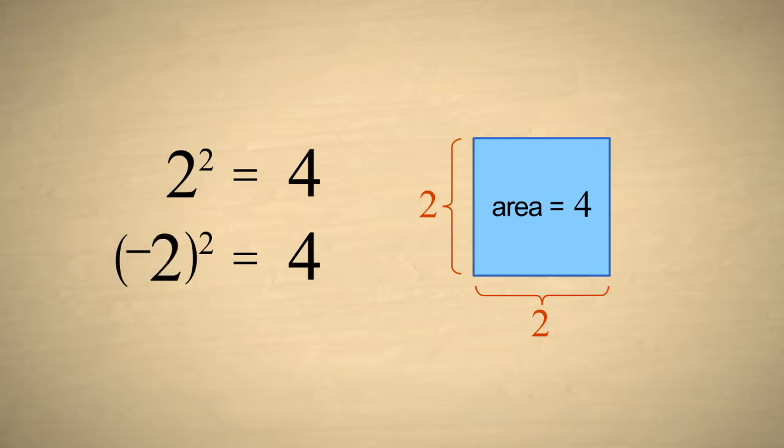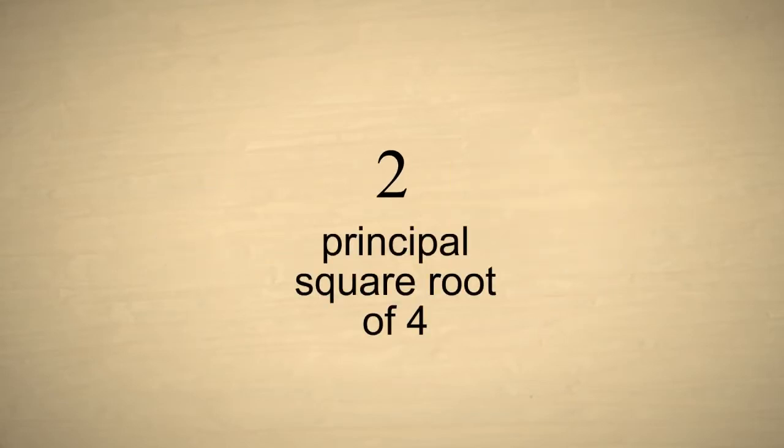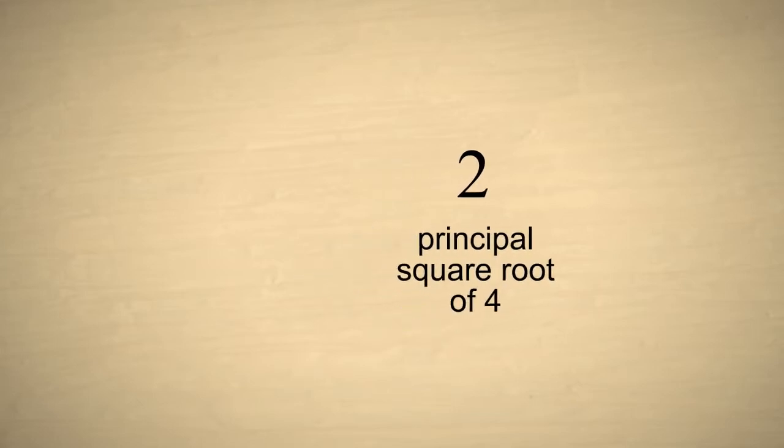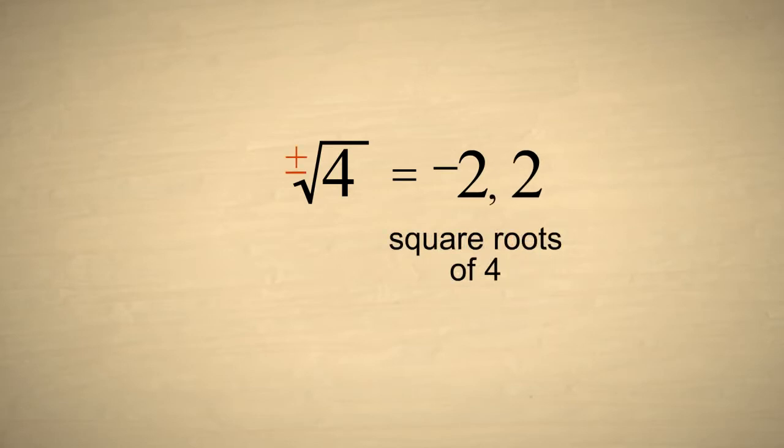However, a length can't be a negative number. Therefore, we call the positive root the principal square root. We indicate the principal square root of 4 by writing 4 under a radical sign. If we want to indicate the negative square root, we place a negative sign in front of the radical, indicating the negative of the principal square root. And if we wish to indicate both square roots, we place a plus-minus sign in front of the radical.